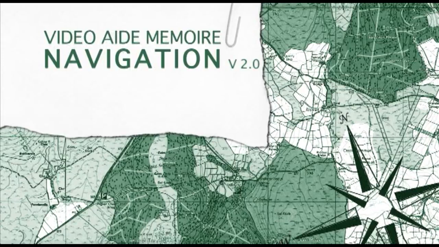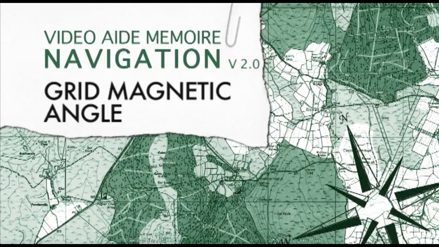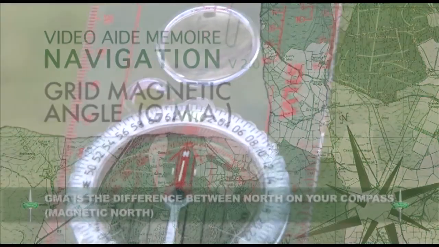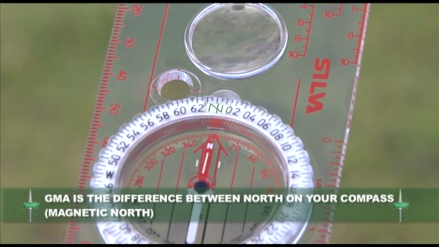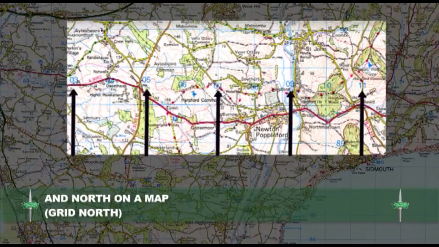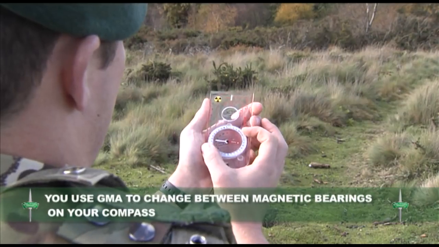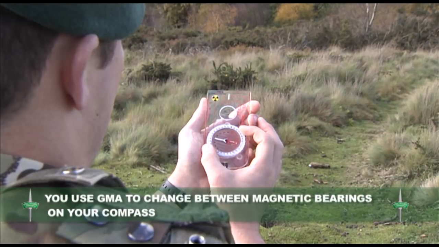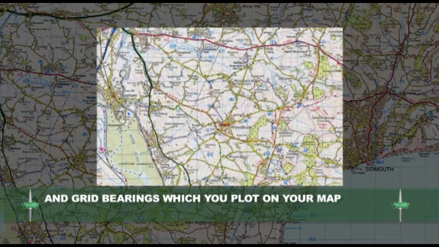In this training aid, we will look at the grid magnetic angle, GMA. GMA is the difference between north on your compass, known as magnetic north, and north on a map, known as grid north. You use GMA to change between magnetic bearings from your compass and grid bearings that you plot on your map.